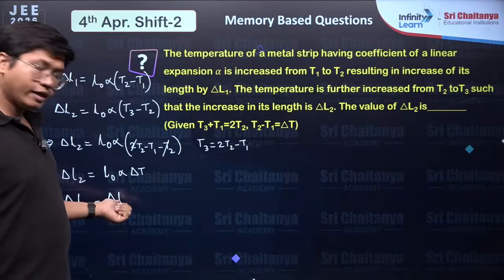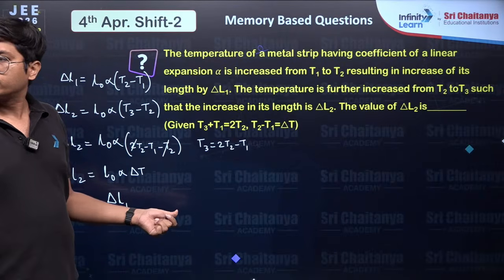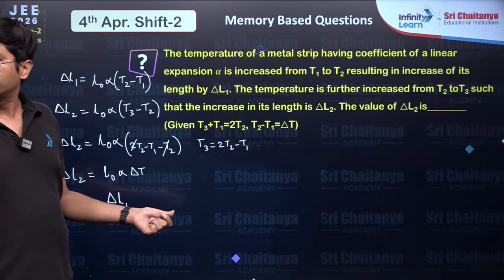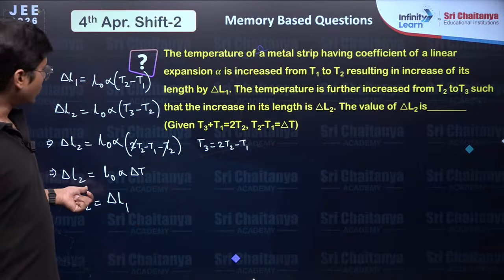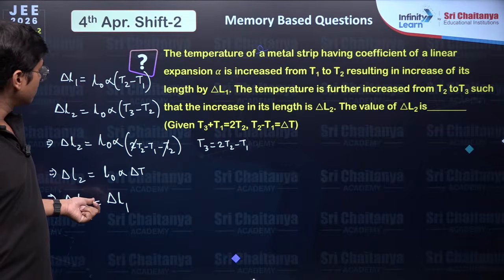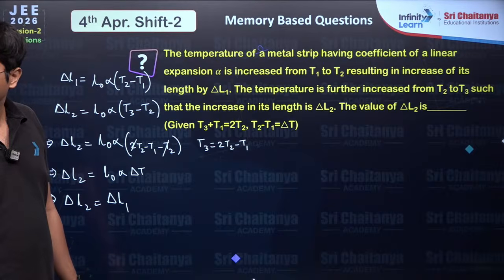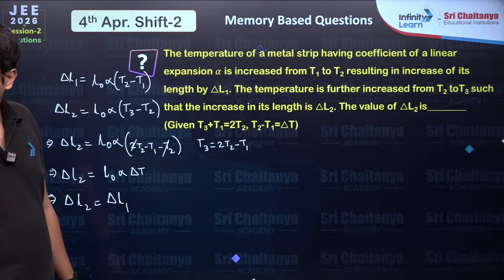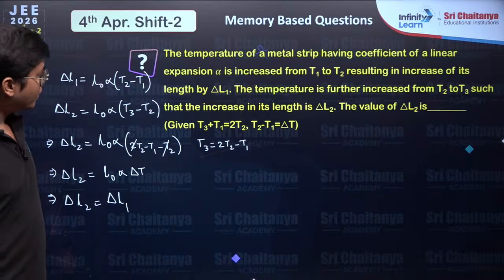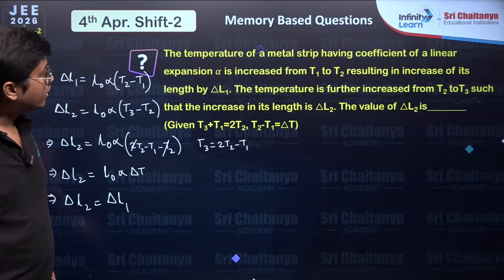This option was not there, delta L2 equal to delta L1. L plus delta L1, was it? What is L? Has any L been provided? I don't think an L has been provided here. No L has been provided, at least in the memory based question that we got. I don't think there is an L provided.